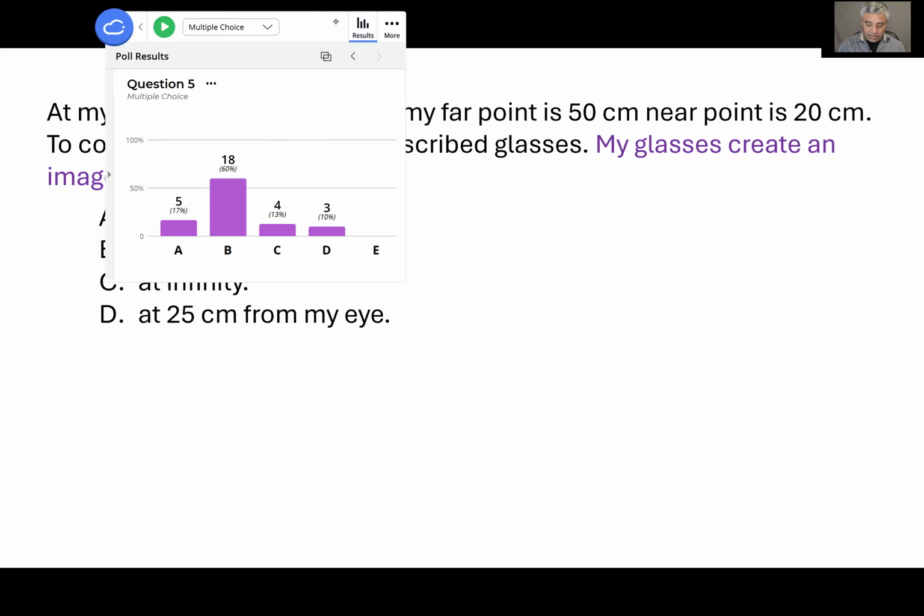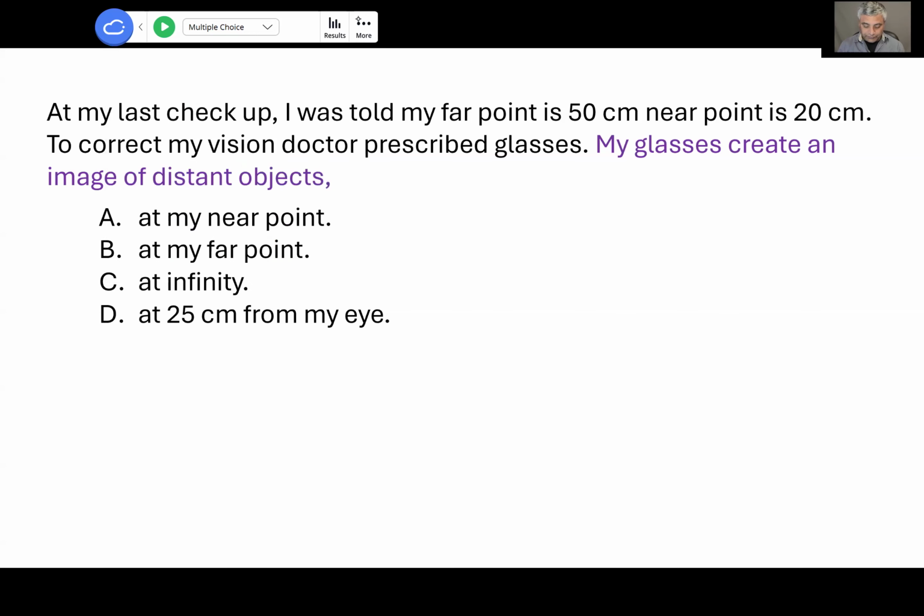Okay, let's see what we got. So we got all of them. So mostly B. It's B. So here, my near point is just fine. 20 centimeter, even less than 25 centimeter, right? The problem is when it cannot see 25 centimeter or less, but here it can see that. So if it cannot see within 25 centimeter, then that's a problem. But here it's seeing 20 centimeter, which means that is not a problem.